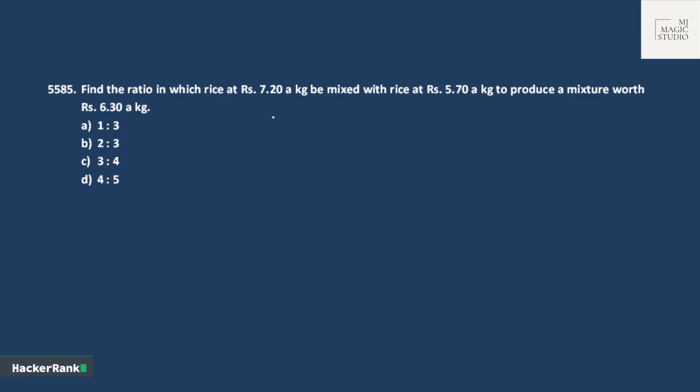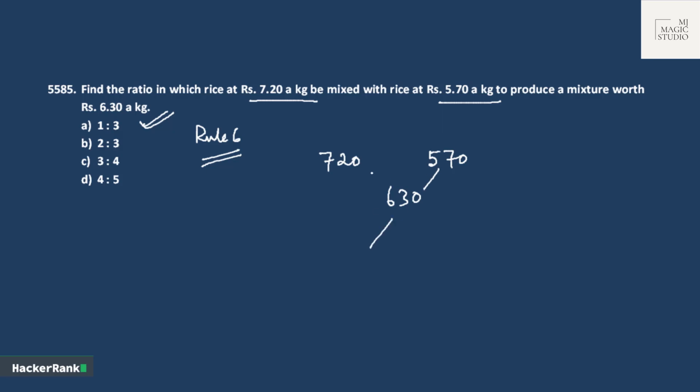Find the ratio in which rice at 7.20 per kg is mixed with rice at 5.70 per kg to produce a mixture worth 6.30. We'll use rule 6, our beautiful butterfly diagram. Rate of first rice is 720 paise, rate of second rice is 570 paise, and the combined rate of the mixture is 630. We just need to find their differences and put it cross. So that's why it's famously also known as cross diagram of alligation or butterfly diagram.